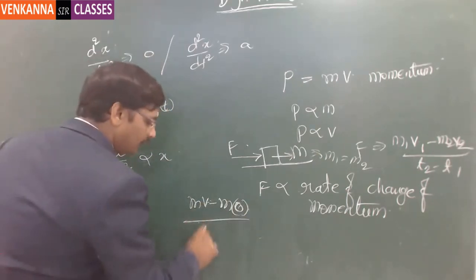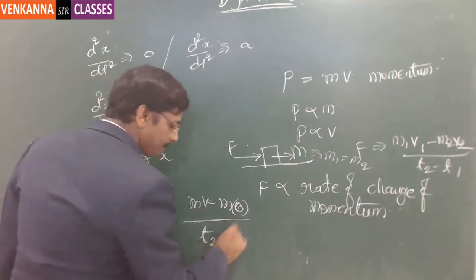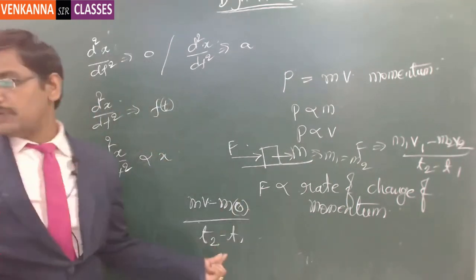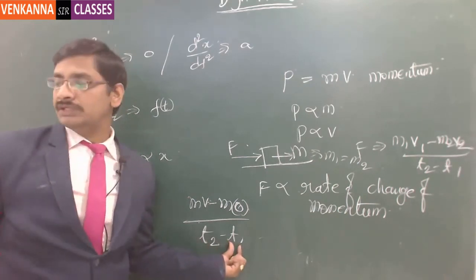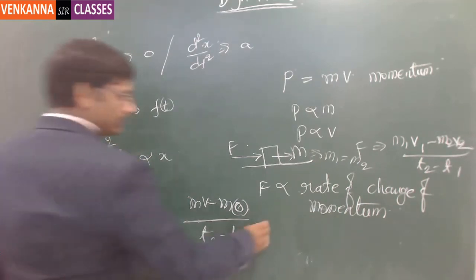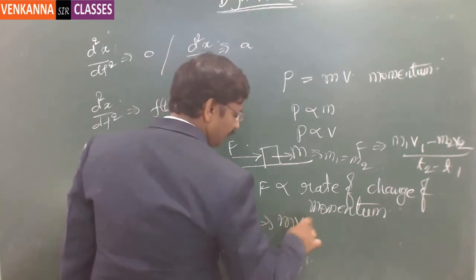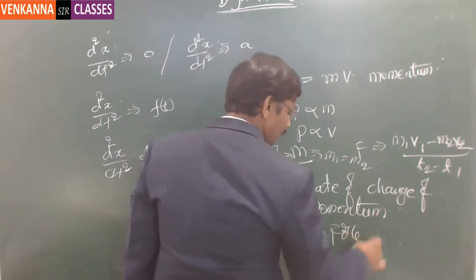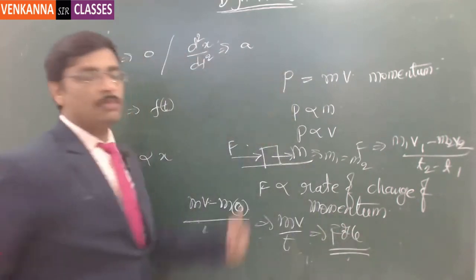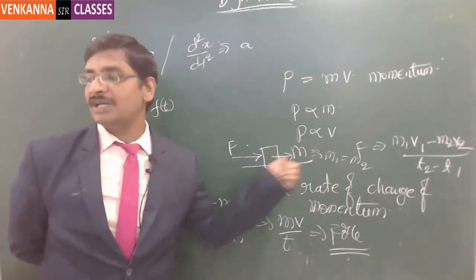Within a time of t2 minus t1. So if I start with 0 seconds, then t minus 0 is the time. So this is mv by t, which is nothing but the force. This is the force when the body started moving from rest.